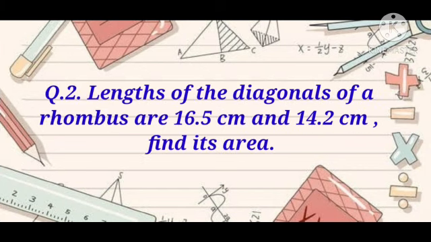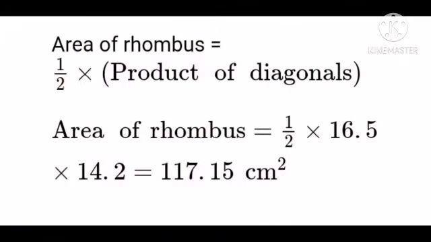Question number 2. Lengths of the diagonals of a rhombus are 16.5 centimeter and 14.2 centimeter. Find its area. You know the formula. Area of a rhombus is equal to half into product of diagonals. Therefore, area of a rhombus is equal to half into 16.5 into 14.2. So, when we simplify, 14.2 when we divide by 2 we will get 7.1.